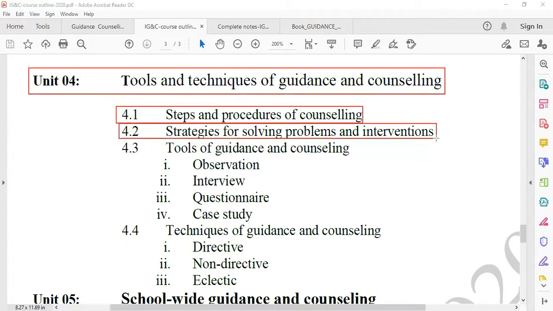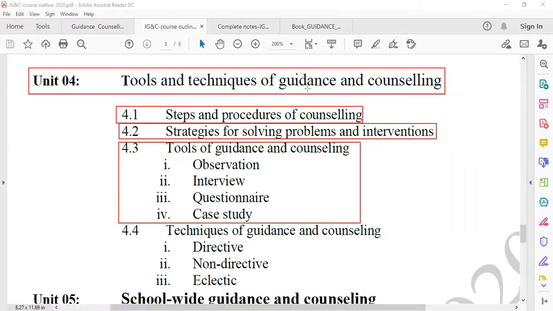school setting. Strategies for solving problem and interventions 4.2, and then in 4.3 we will discuss the tools of guidance and counseling. And in tools of guidance and counseling we have four tools basically. These tools include observation, interview, questionnaire, and case study. These four tools are there.